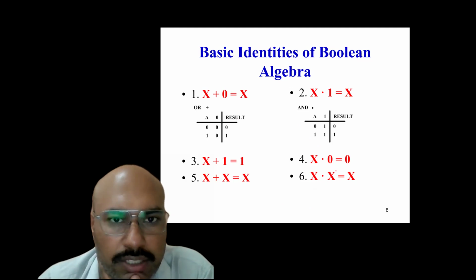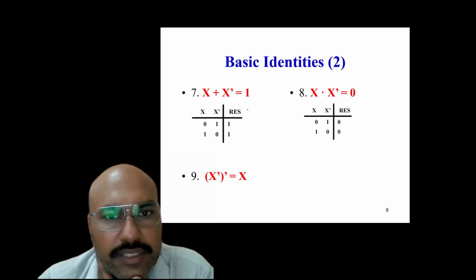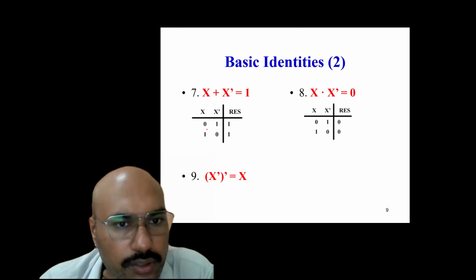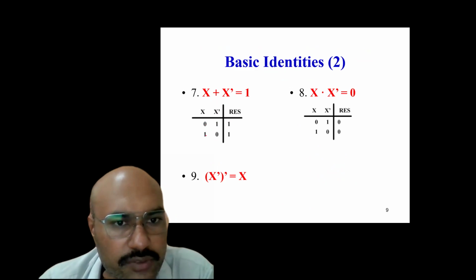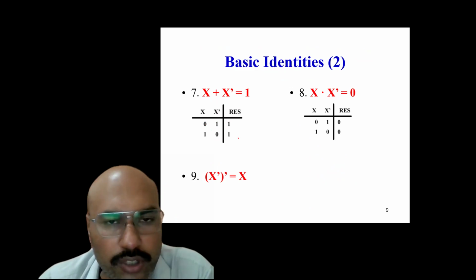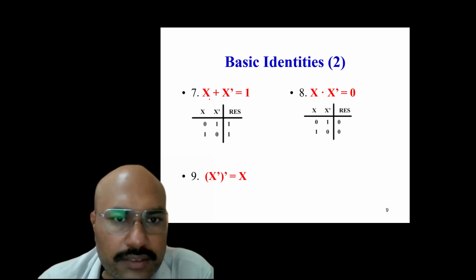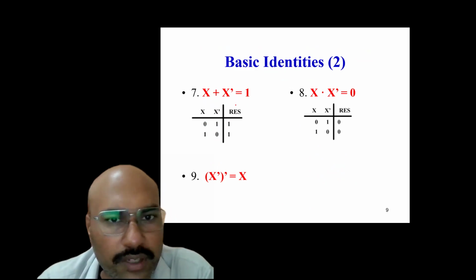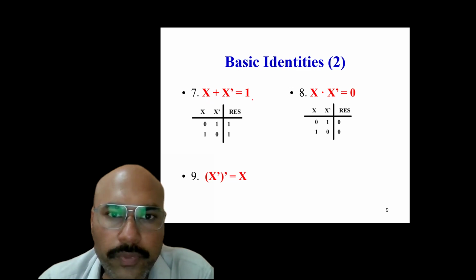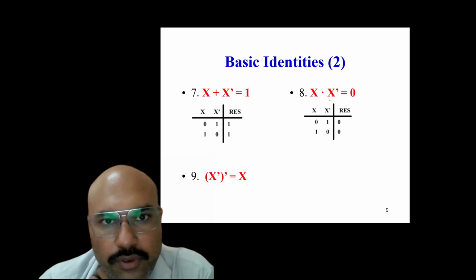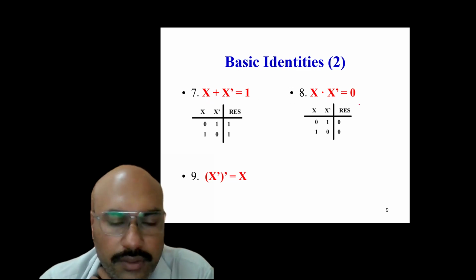There are multiple other identities also. This is x plus x bar. If x is 0, x bar obviously will be 1 because it is the complement of that particular variable. The result will be 1. Similarly, if x is 1, then the complement will be 0, and the result will be 1. So whatever the value of x, x plus x bar, or a plus a bar, b plus b bar, c plus c bar, or whatever the variable is, the addition of the complement with the variable will always be 1. Similarly, the multiplication of a variable with its complement will always be 0.